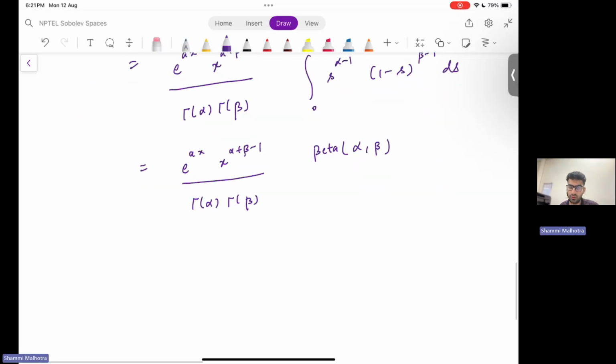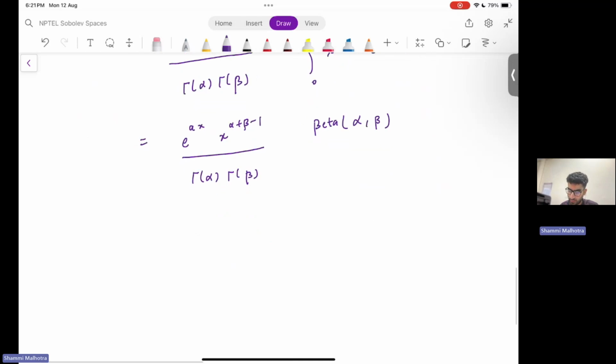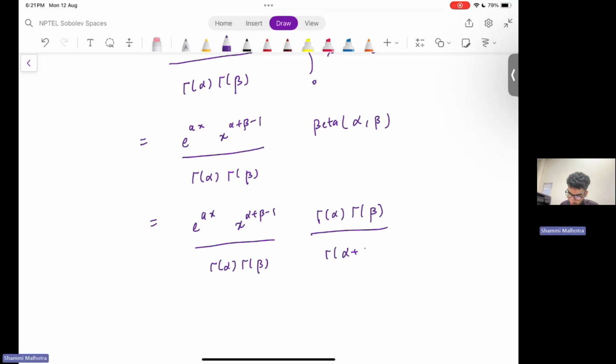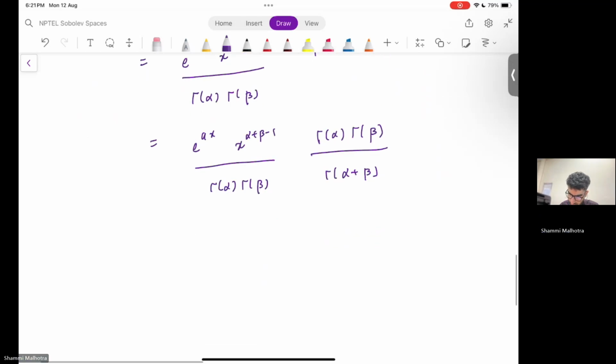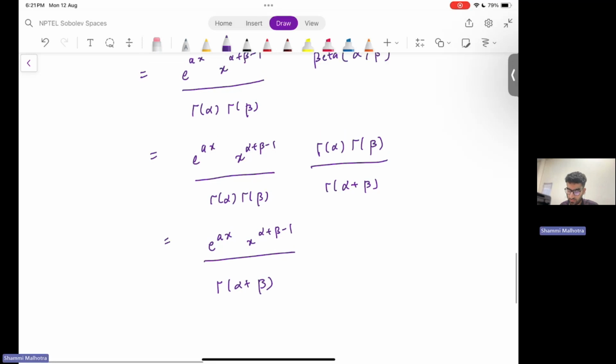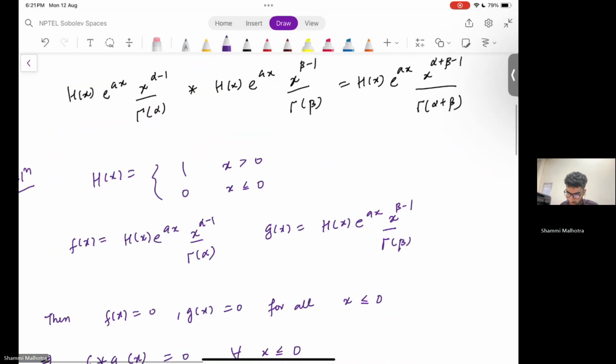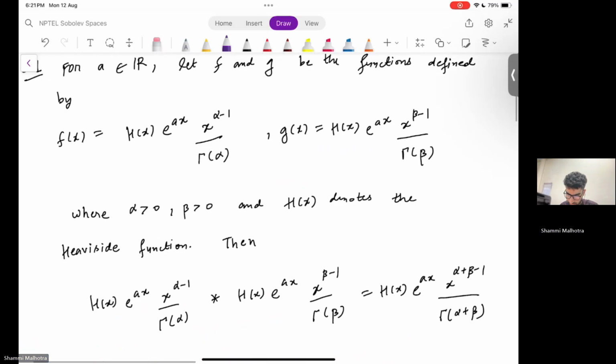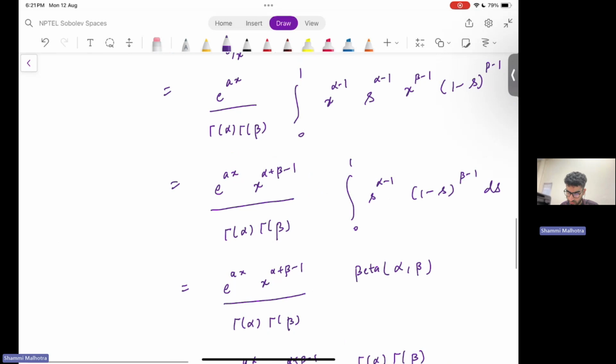And what do we know about this beta of alpha, beta? This is nothing but gamma alpha gamma beta over gamma of alpha plus beta. So we get e^(ax) x^(alpha plus beta minus 1) over gamma of alpha plus beta. So this is actually what we wanted, and that's the convolution we have. So this is the result. So these are the computations.